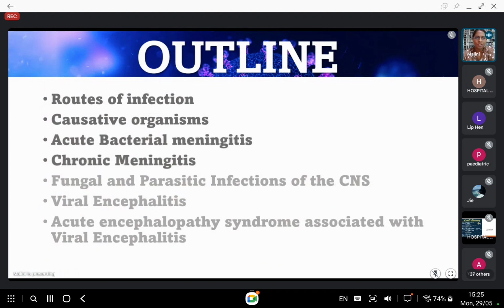So the outline of my talk: I'll be talking about routes of infection, causative organisms, acute bacterial meningitis, chronic meningitis, a little bit on fungal and parasitic infections, and viral encephalitis, and I'll probably just list down the acute encephalitis syndromes associated with viral encephalitis. I will not be talking about congenital infections and prion diseases. It's such a broad topic that I struggle with how much information to give, so this is just a brief overview of the common infections of the CNS.